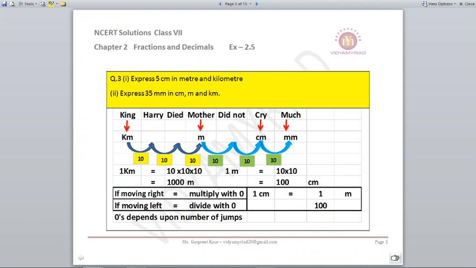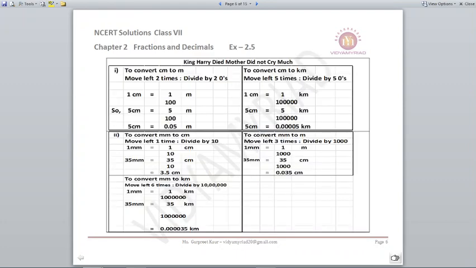For example, 1 centimeter is equal to dash meters. How many meters? Whether I am moving right or left, just check that line. I will be moving left from centimeters to meters. How many times? 2 times. That means I will be dividing by 100. So 1 centimeter will become 1 upon 100 meters. Let's do some questions, then it will be easier for you to understand.